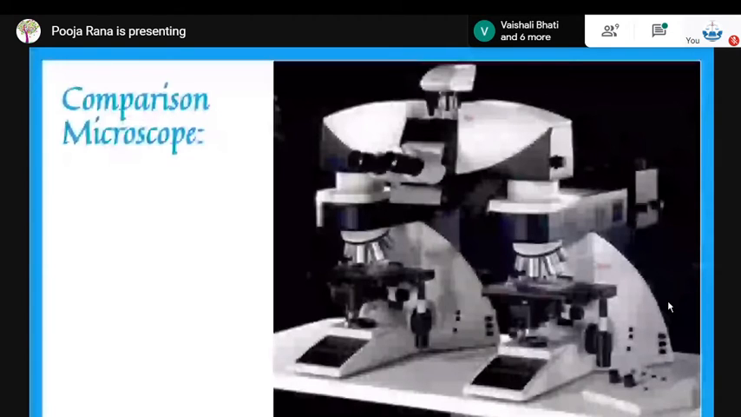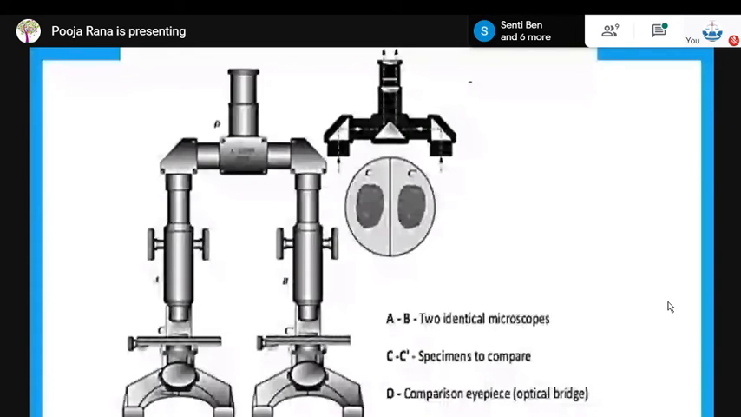Fine. So a comparison microscope is a tool which is used to examine objects simultaneously. It comprises two microscopes which are linked by an optical bridge. This is how a comparison microscope looks, and to understand its functioning, this is the block diagram, a diagrammatic representation. Over here you can see that there are two separate microscopes, which are connected by a rod-like structure at the top, right?